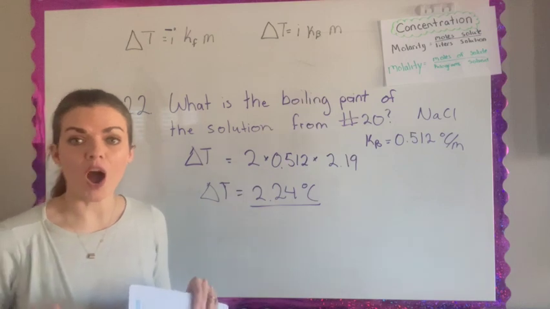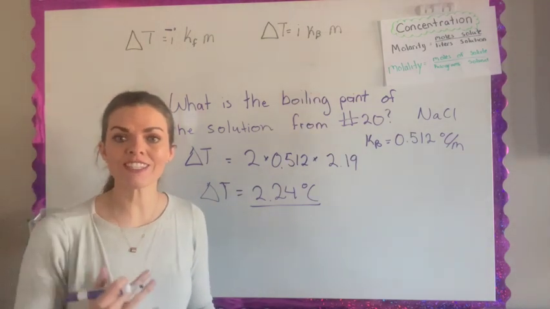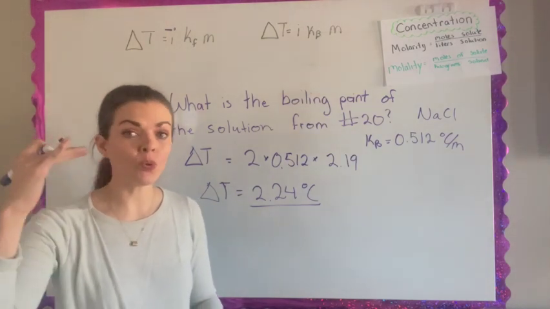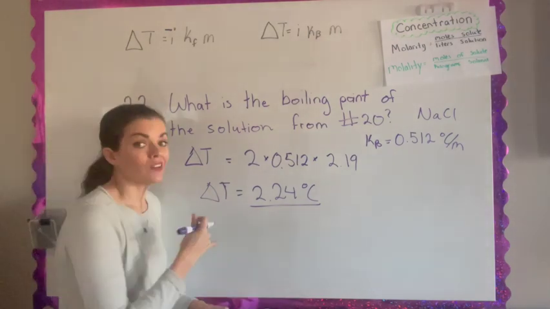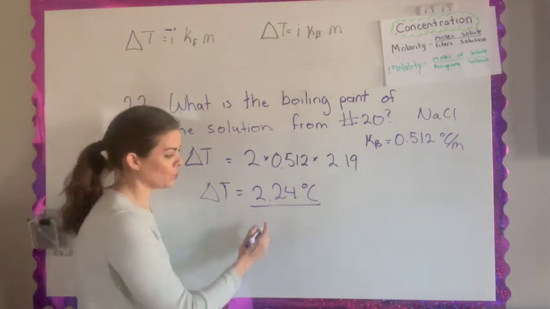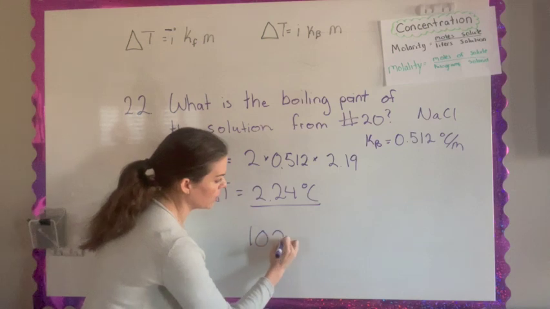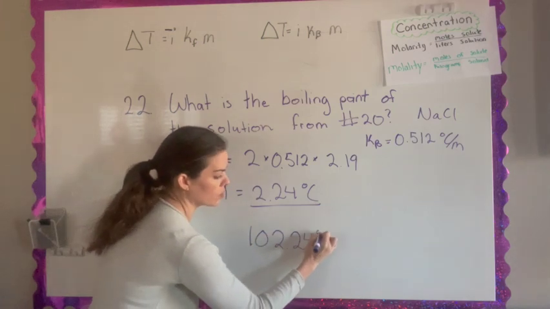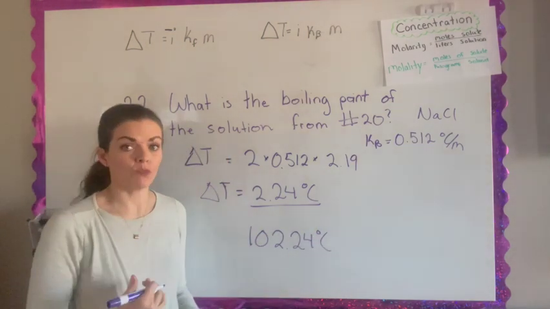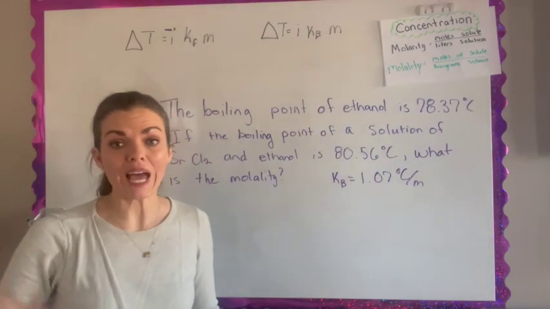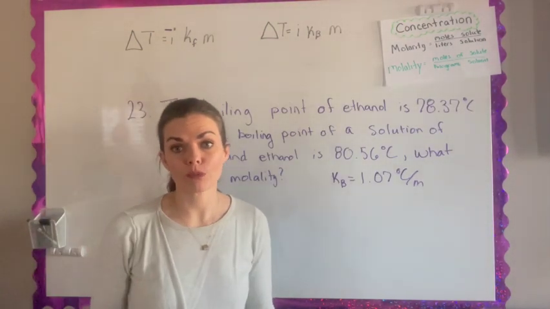So the boiling point of water is actually 100 degrees Celsius, and I'm going to be raising the boiling point. So I'm raising it up. So it's like 100 plus 2.24, and I get 102.24 degrees Celsius is the new boiling point for the water. On to our last review question for chapter 9.